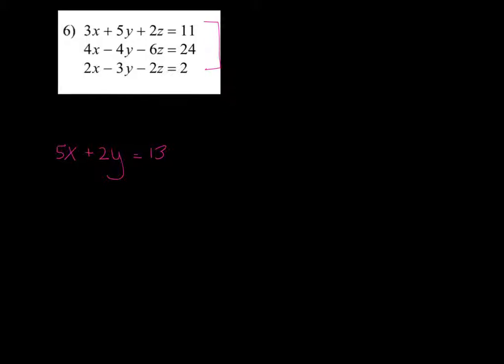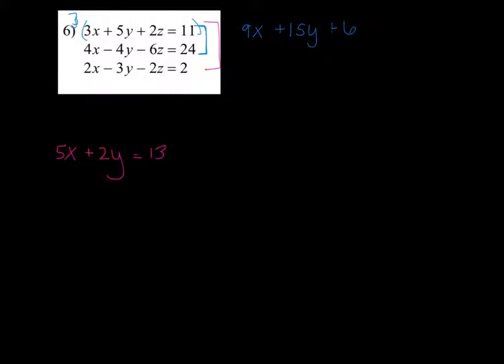Okay, now I'm going to eliminate from the top and the middle. And so in order to do that, I'm going to have to multiply this top equation by 3. That's going to give me a positive 6z. That will cancel nicely with my negative 6z. Okay, so multiply everything by 3.